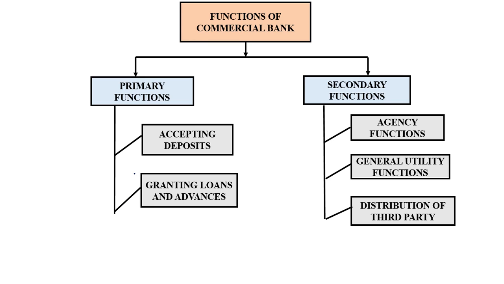This is the flow chart of functions of commercial bank. Functions of commercial banks are classified into two types: first is primary function and second is secondary function. Further, the primary functions are classified into two types: first is accepting deposit, second is granting loans and advances. Under secondary function, there is agency function, general utility function and distribution of third party product.